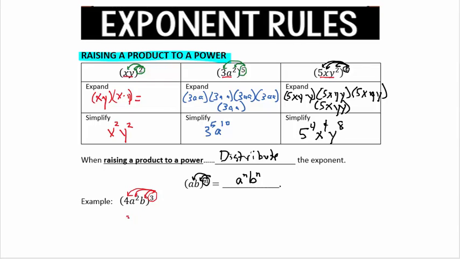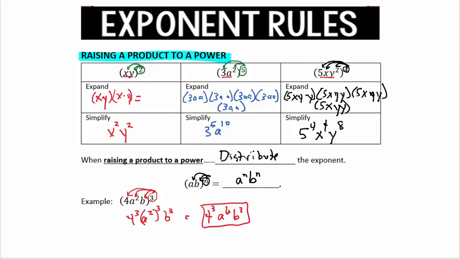So I have 4 to the 3rd, I have a squared to the third, and I have b to the third. Let's simplify that down now. So 4 to the third. A squared raised to the third, remember I'll multiply the exponent, so that'll be a to the sixth, and then my b to the third. And that's the simplified version of the product to a power.